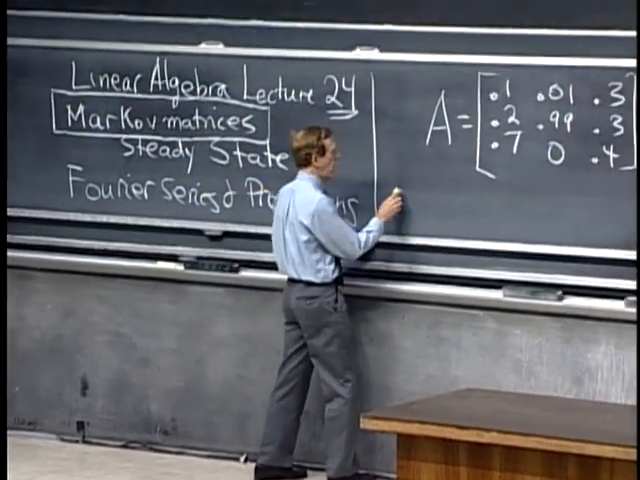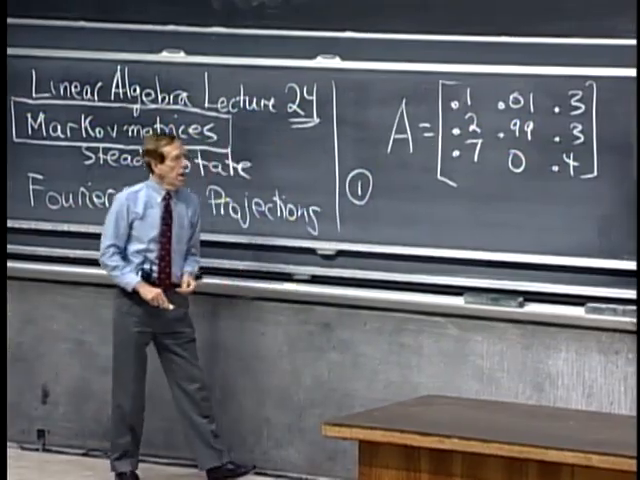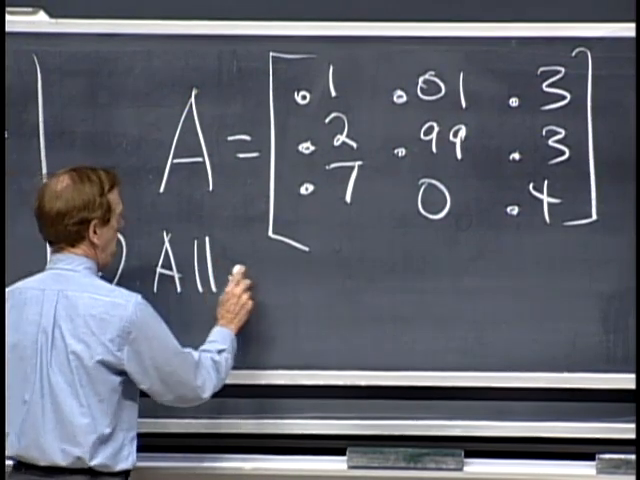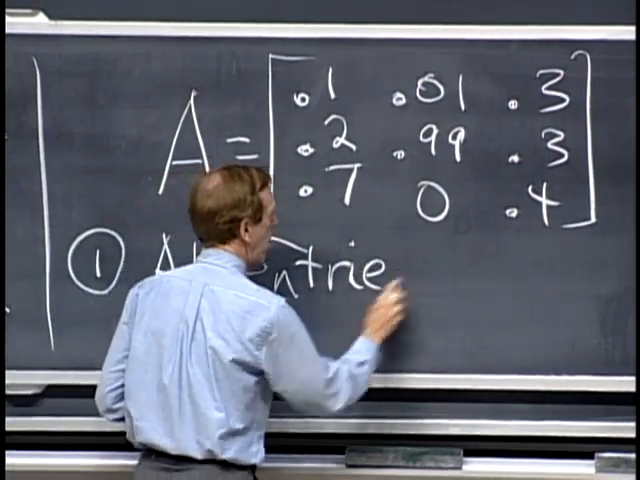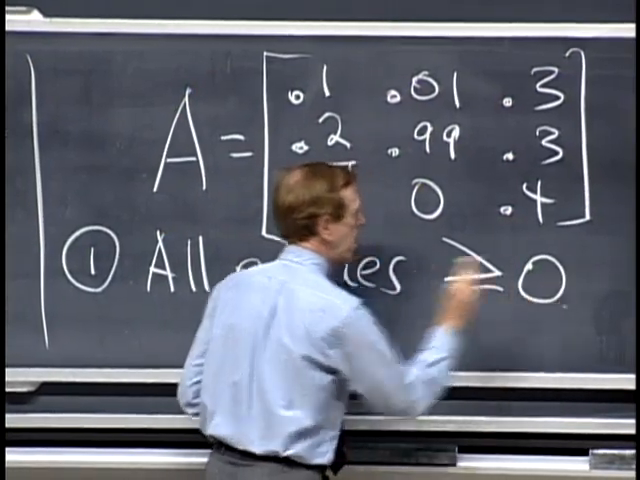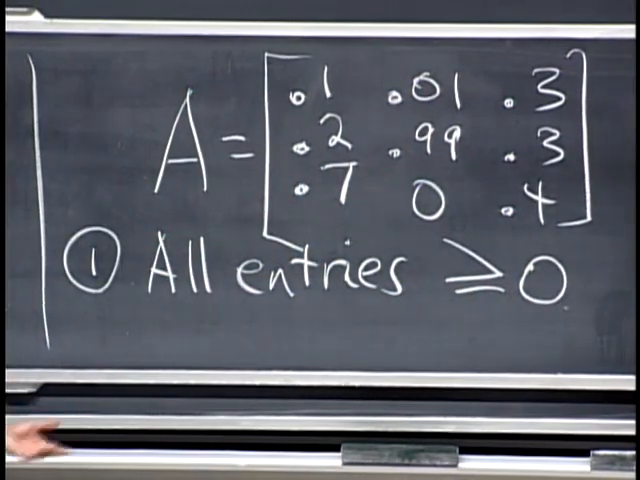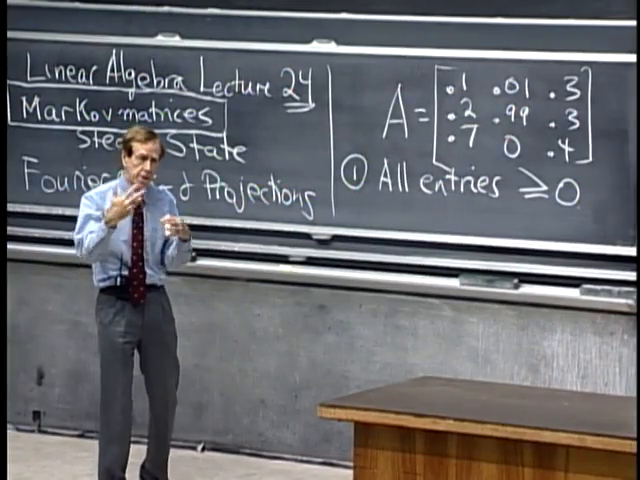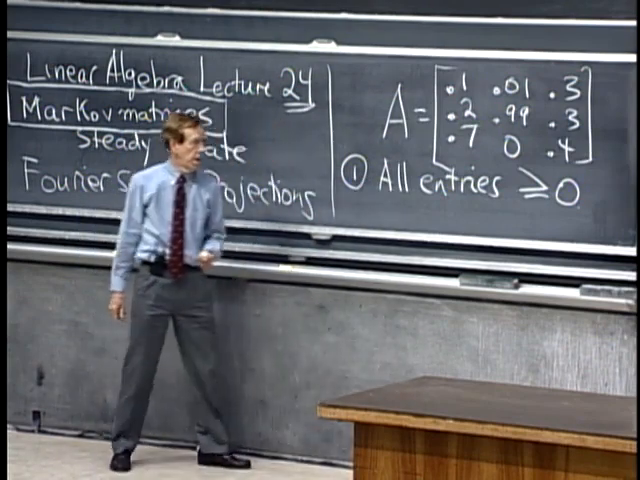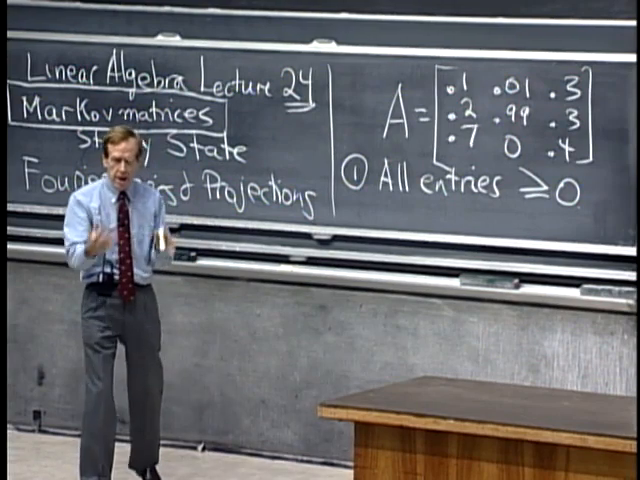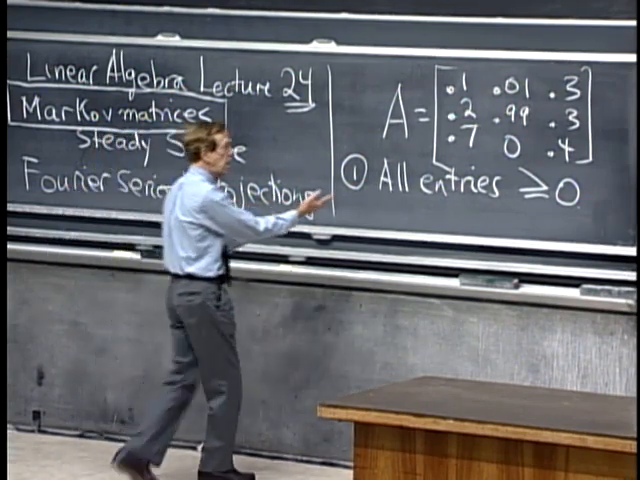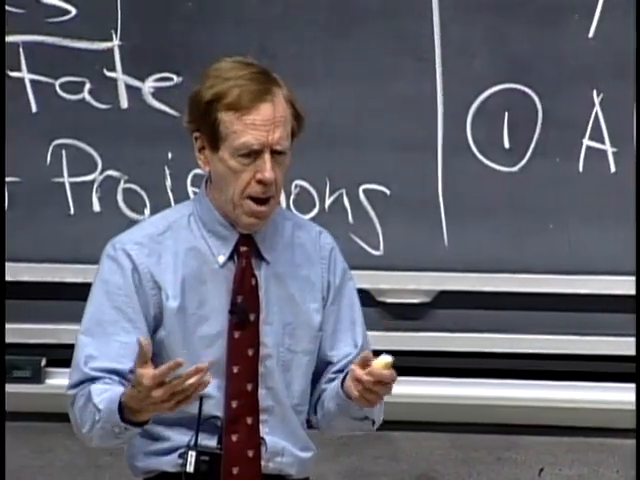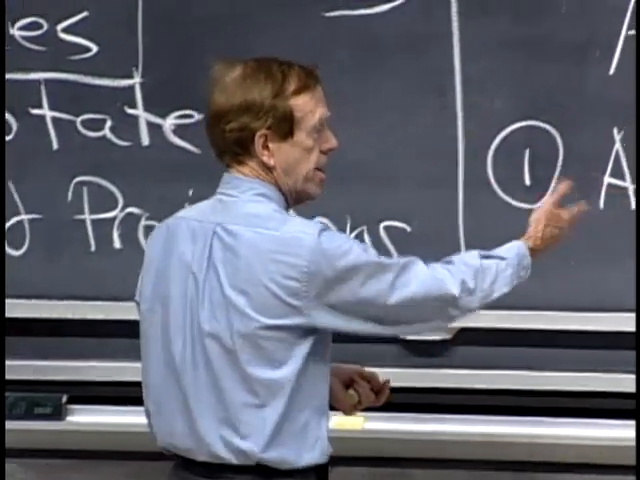So two properties are, one, every entry is greater than or equal to 0. And of course, when I square the matrix, the entries will still be greater than or equal to 0. I'm going to be interested in the powers of this matrix. And this property, of course, is going to stay there. Really, Markov matrices, you'll see, are connected to probability ideas, and probabilities are never negative.